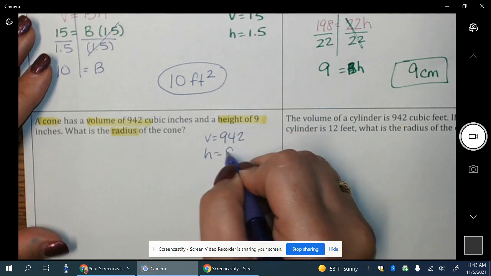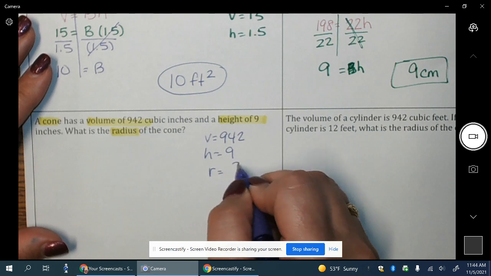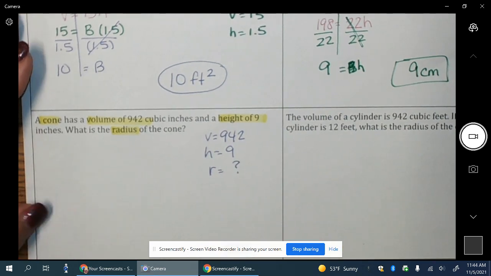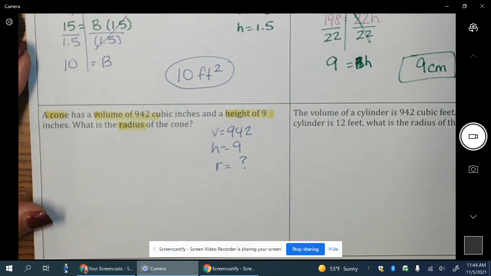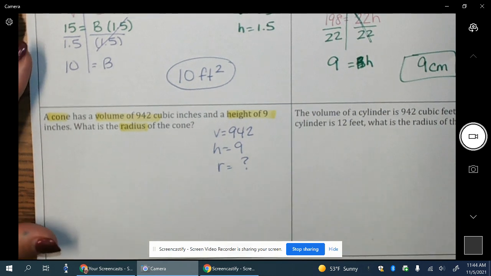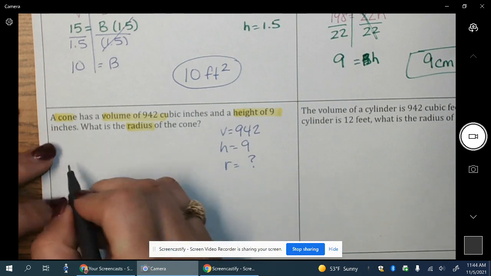The height, and what are they looking for? The radius. Looking for the radius. So on this one, can I use big BH? No. No, because it's actually looking for a radius. So I need to use the whole formula. All right, it's a cone.